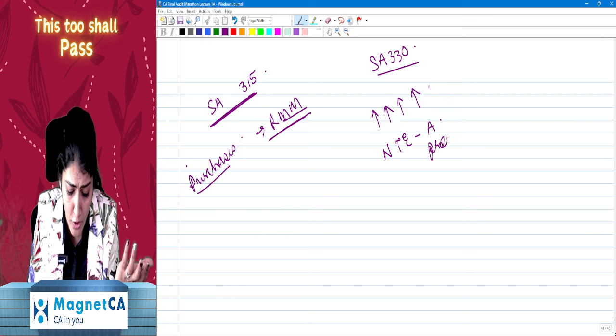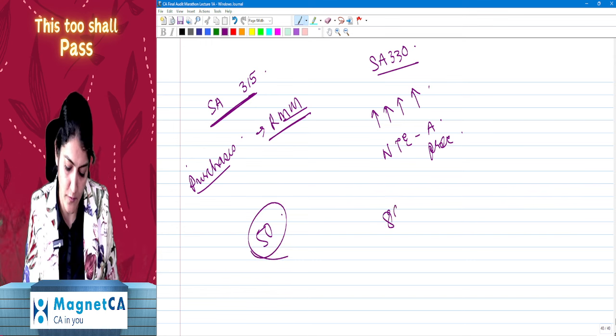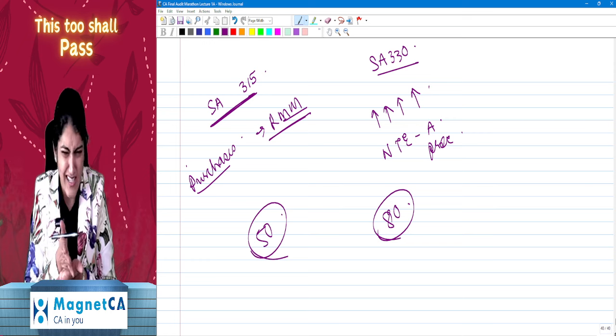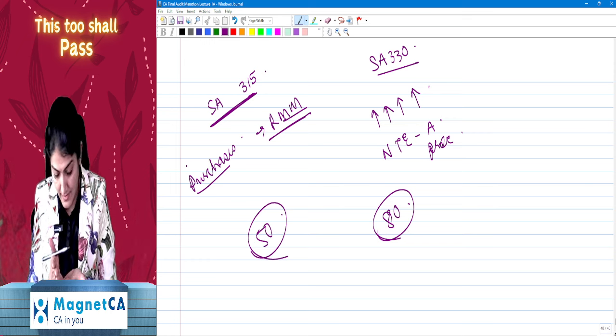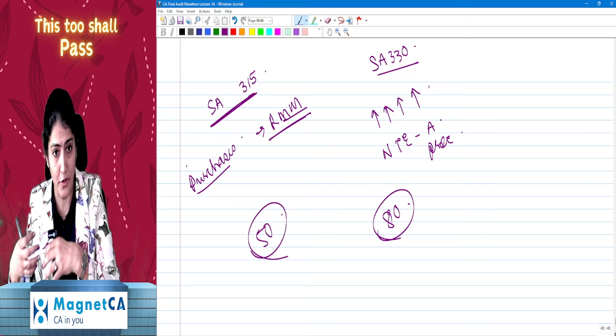More checking. Normally in purchases, I would have checked 50. But now that there is a risk in purchases, I say let's check 80. So you think something is wrong in purchases, and accordingly, we increase the nature, timing and extent of our audit procedures.